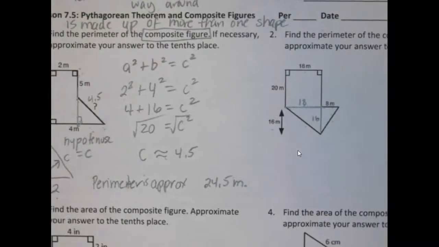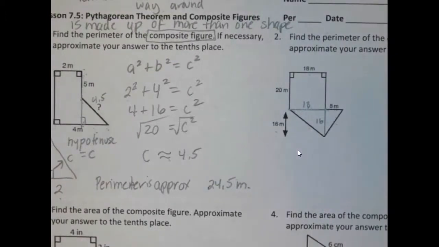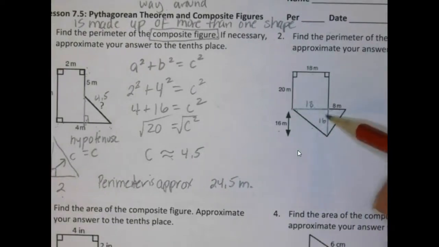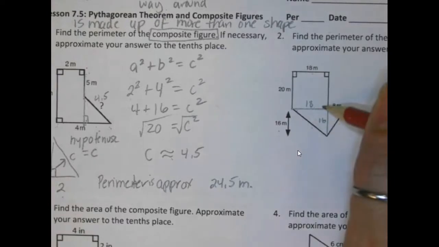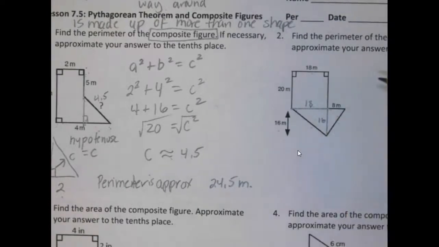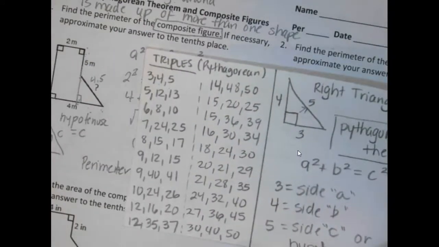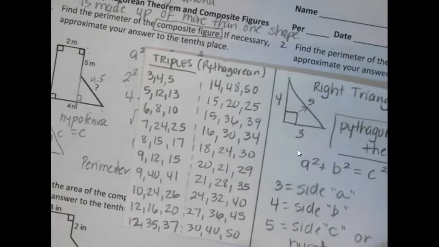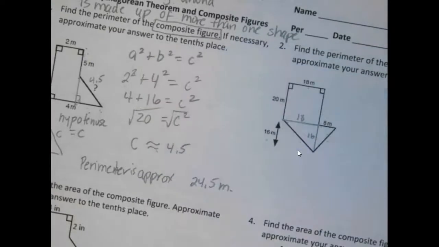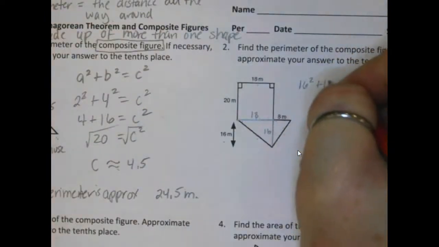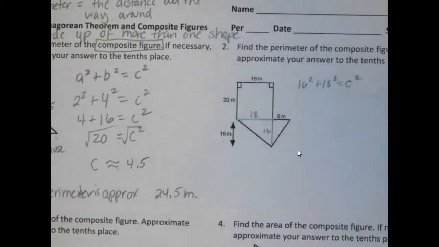So let's go ahead and do that one. I'm going to look at my first triangle, and I'll make it the bigger one. And I'm going to say that I have 16, 18 equals side C, right? First thing I'm going to do is go back to these triples. Is it a triple? Nope, I don't see 16, 18. So that means that I have to actually do the work. 16 squared plus 18 squared equals C squared, right?